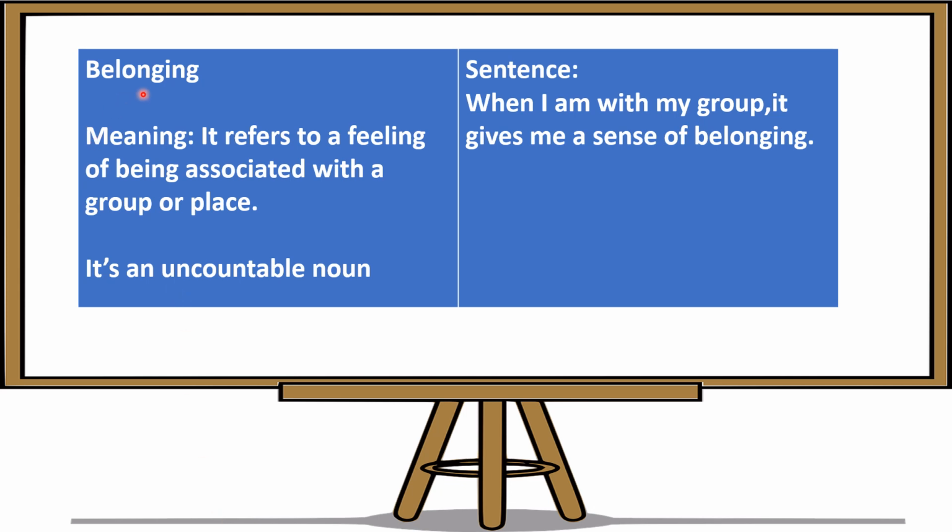So here you see belonging without S and its meaning. It refers to a feeling of being associated with a group or place. It's an uncountable noun. Sentence: when I'm with my group, it gives me a sense of belonging. It means you belong to your group. You are a member of a group and you always feel connected. So it gives you a sense of belonging.